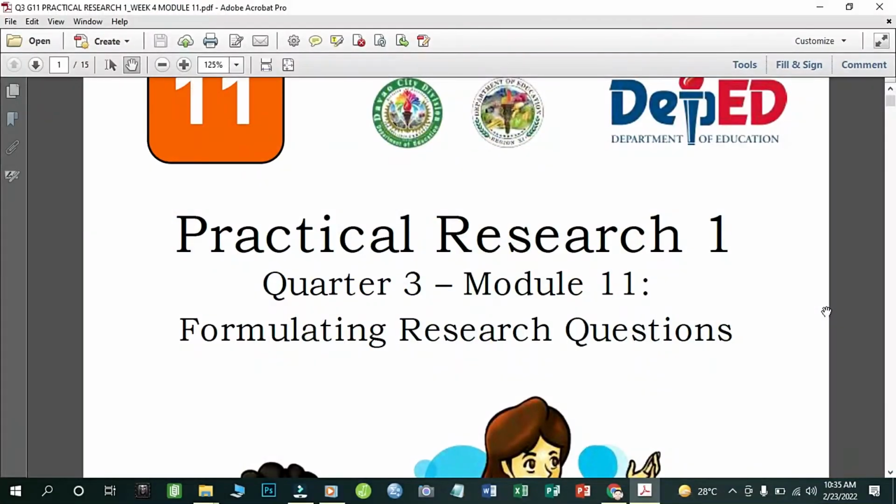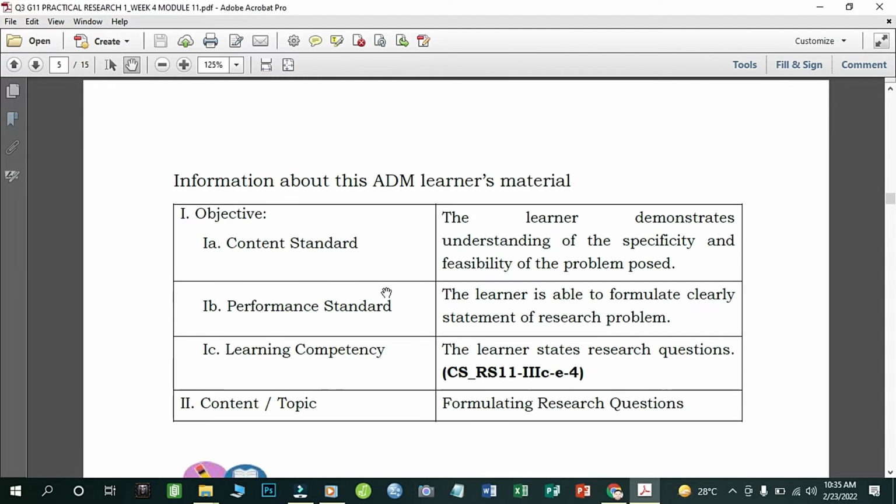Morning students, we are now in our Practical Research 1, Quarter 3, Module 11. So we are now in Formulating Research Questions. In this module, you learn the following competency: the learner states research questions.